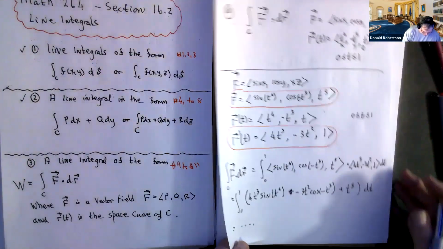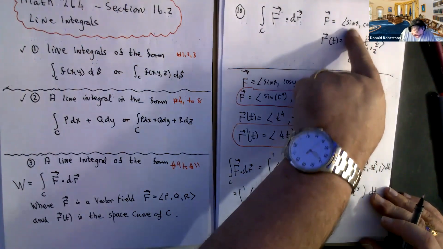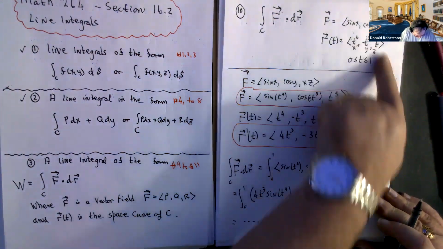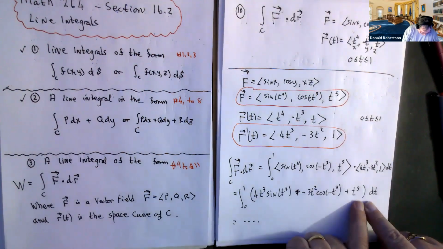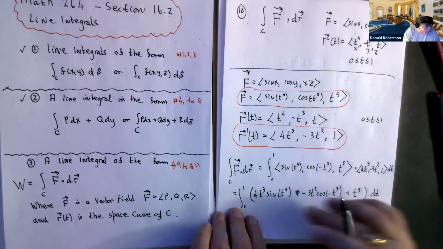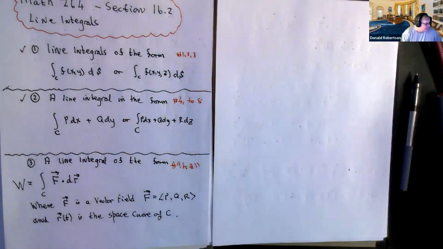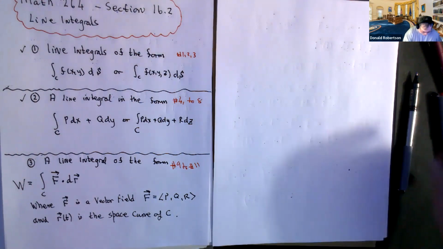So the trick to doing these is to convert the vector field into t's using the space curve's x, y, and z components. Find the derivative of the space curve. Do a dot product of them, and if you do it right, you'll just have a single integral with t's. And the integral, if you're lucky, you can do in one go, but if you have to break it into pieces because they're a little bit trickier, then that's what you do.